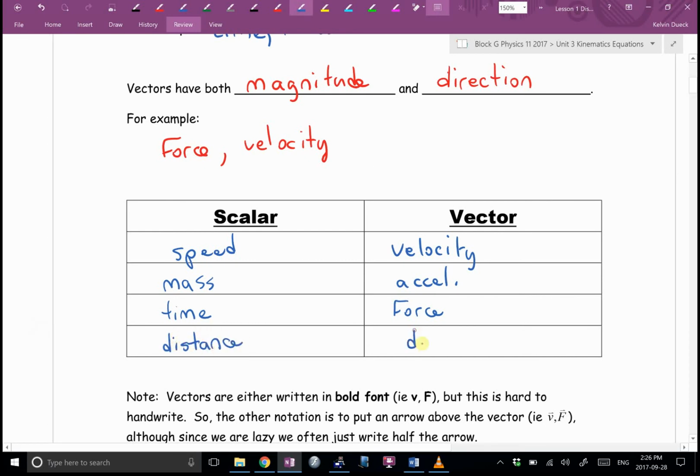Distance and displacement. Distance is a scalar. How far did you go? I went about 60 kilometers. How far did you walk? A couple hundred meters. Those are scalars. Displacement. How far did you go? Oh, I went 60 kilometers east.